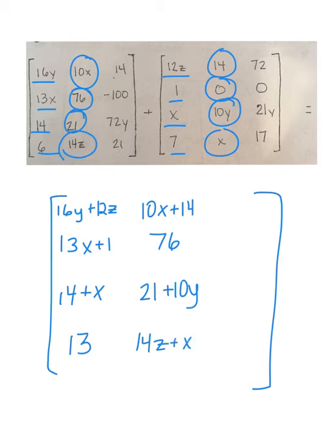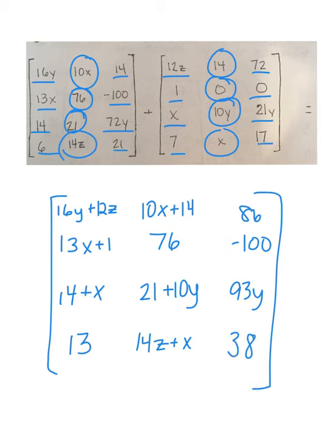Last column. 14 and 72 add to be 86. -100 and 0 add to be -100. 72y and 21y. Those are both y's, so those can be added, and it would be 93y. 21 and 17, 38. And that would be your answer. So you're going to need to leave yourself some room when it's ones like that, because the matrix gets pretty big when you have all that stuff together.